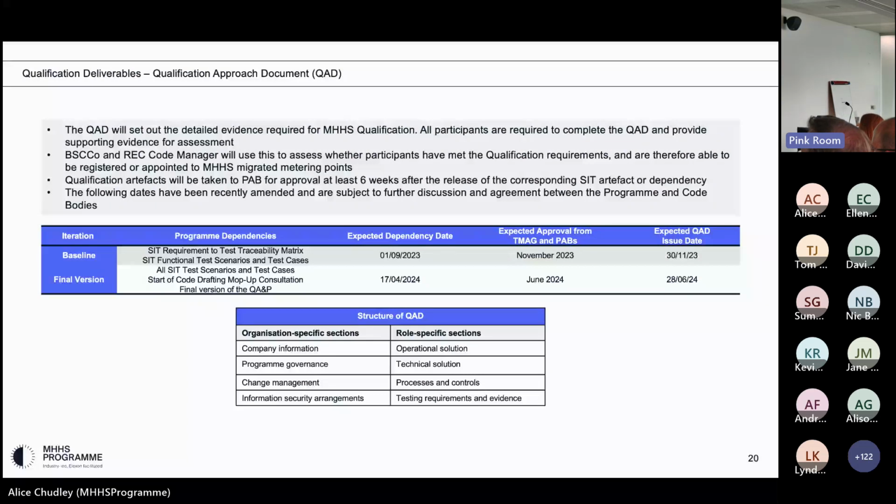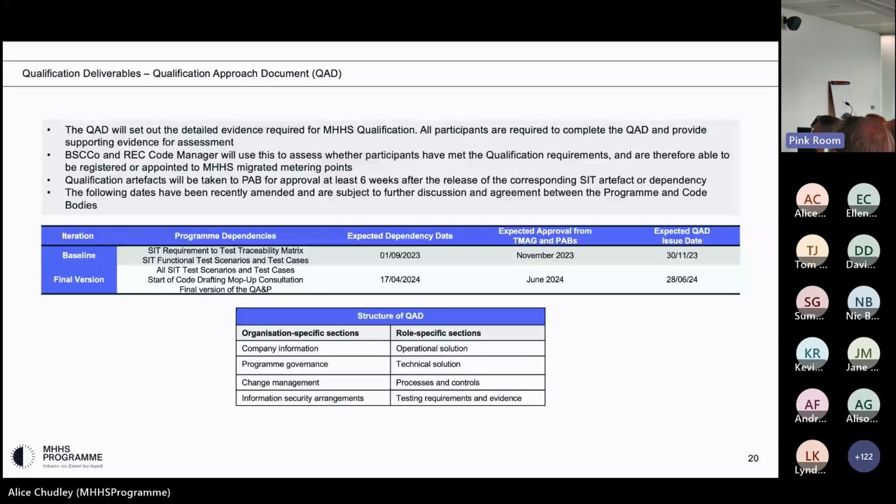So that'll ask you details about your organization, what roles and qualifications you hold, etc. Your overall high-level governance for this program, any organizational-level processes of change management and information security, and how you're managing the impacts of MHHS across those. Then there'll be the role-specific sections.